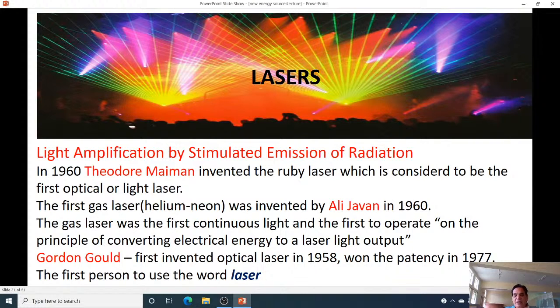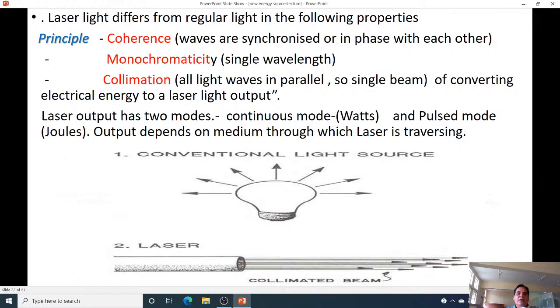Laser is a mainstay of any surgery. For all practical purposes, laser is the best way of operating without a drop of blood and, more important, for OPD procedures. Laser, light amplification by stimulated emission of radiation. The principles are coherence, monochromaticity and collimation. These are the three principles.